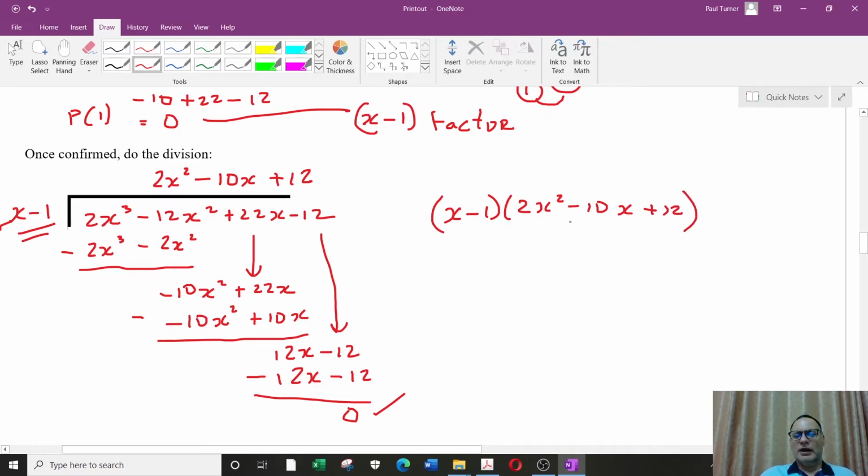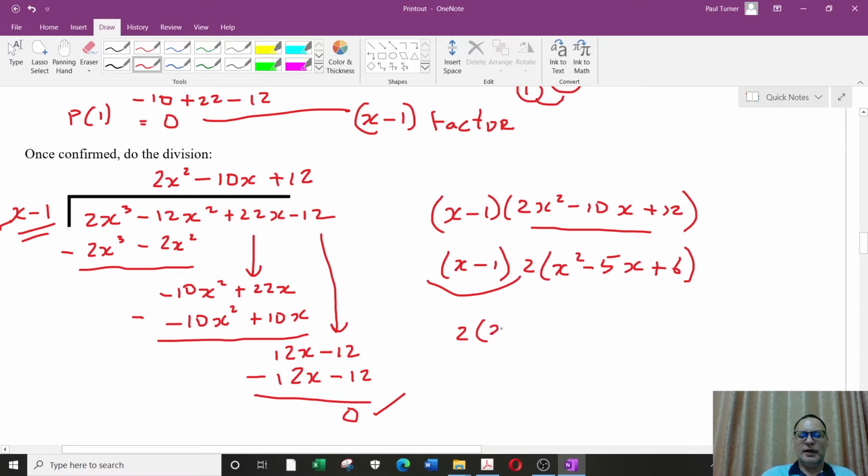And when I look at this, I see 2 is a common factor, isn't it? So how about you take out 2? Take 2 as a common factor out from this quadratic. So we'll have x squared minus 5x plus 6. And we can factorize that quadratic. So let me put the 2 in the front here now. 2 times x minus 1 times x squared minus 5x plus 6.